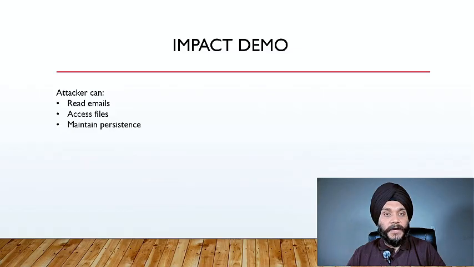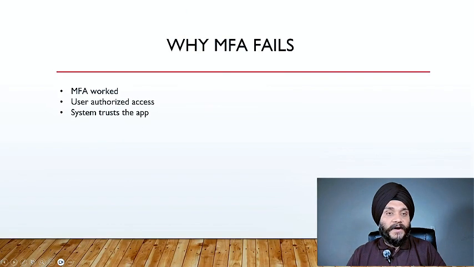Now here's the scary part. Once consent is granted, the attacker can use Microsoft Graph APIs to read emails and access data. And because of offline access, they can maintain persistence without the user logging in again. MFA did not fail here. It worked exactly as designed. The system trusts the app because the user approved it.